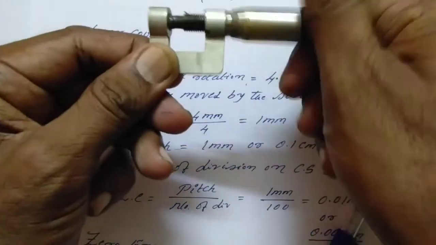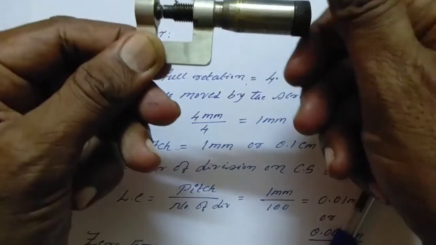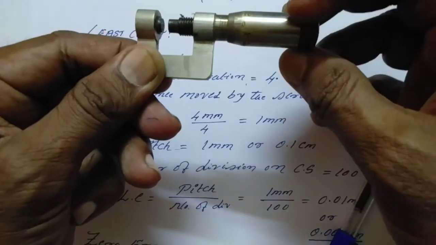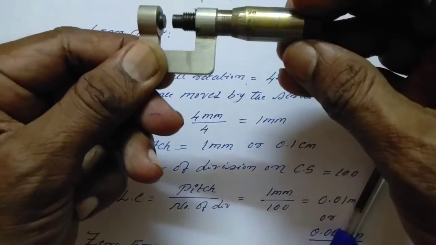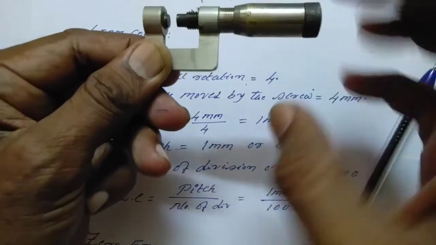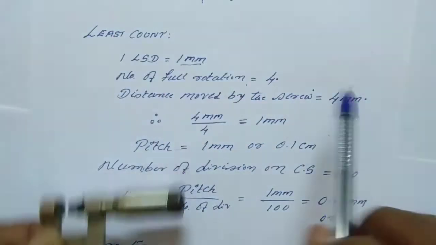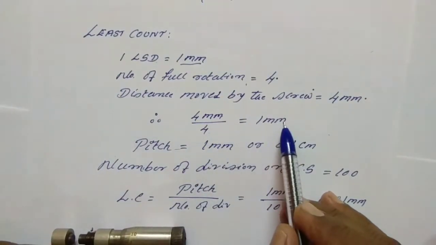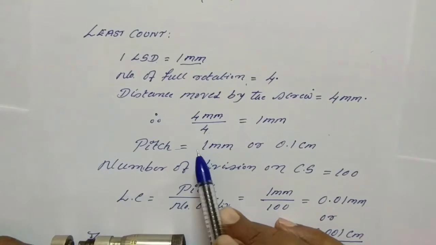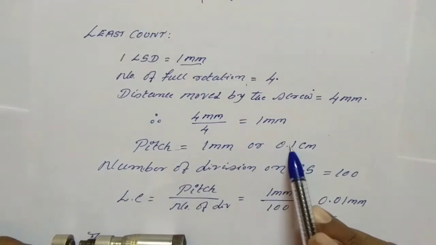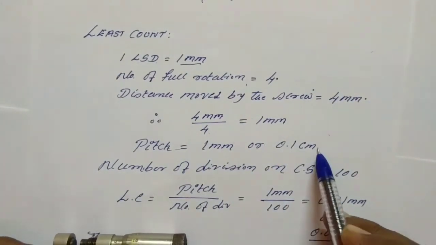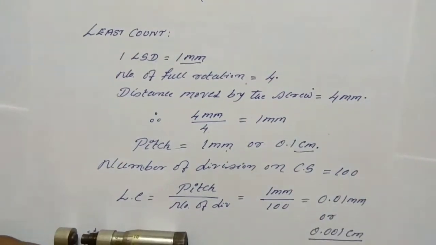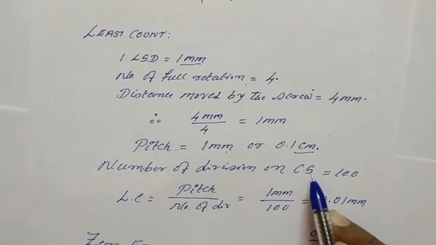You can also rotate in this manner, 1, 2, 3, 4, in reverse order. So 4 millimeter it has moved. Therefore 4 millimeter divided by 4 is equal to what? 1 millimeter. Therefore the pitch of the screw is equal to 1 millimeter, or we can say 0.1 centimeter. Millimeter is just converted into centimeter.